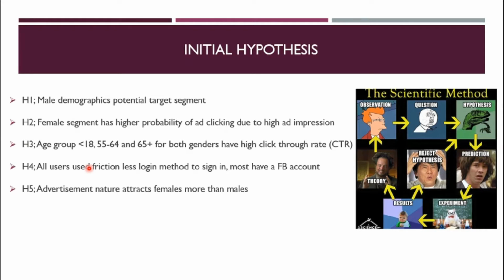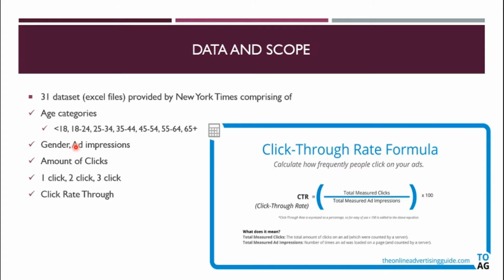And the fifth hypothesis is that advertisement nature attracts females more than males, as we discussed above, which is somewhat similar to hypothesis 2. So let's move on to our data and scope.